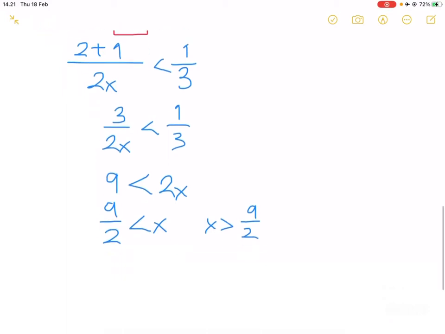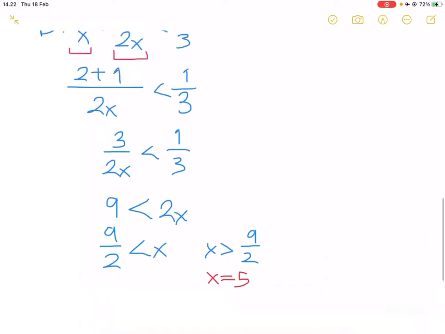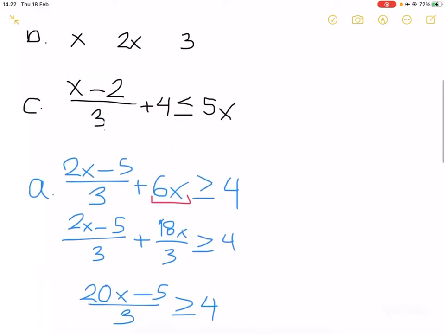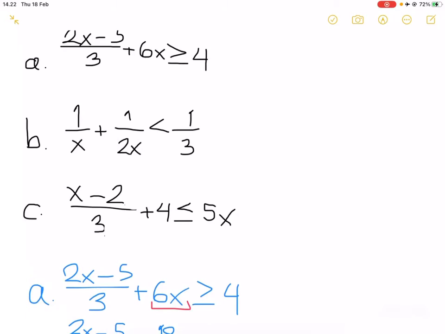And the smallest integer solution that satisfies this is x equals 5, because 5 is the next integer after 9 over 2, and it can be seen that 9 over 2 is just 4.5, and therefore the next integer after 4.5 is just 5. So that's how to approach that smallest integer solution for x type of problem.